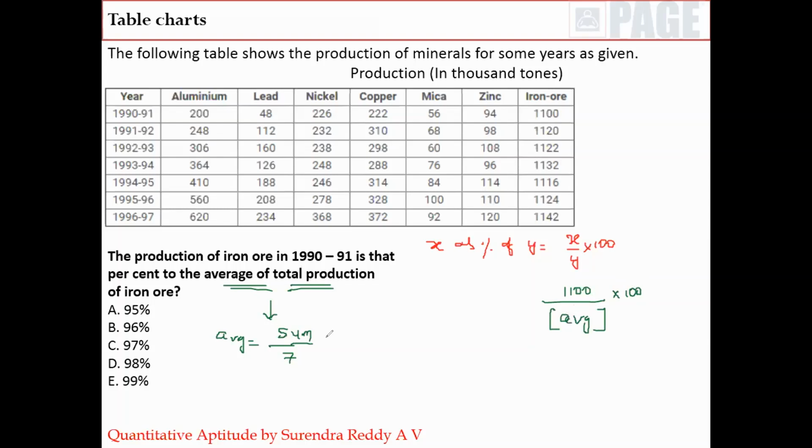Can you first tell me what is the average of this? To get the average, first find the sum of these, divided by the number of numbers, which is 7. Do it now.